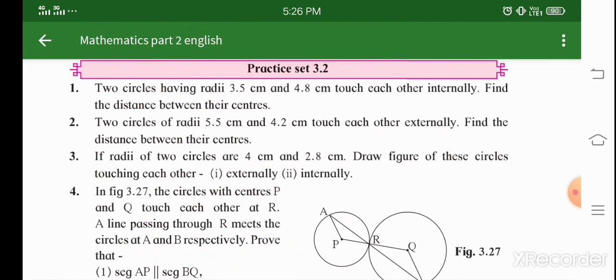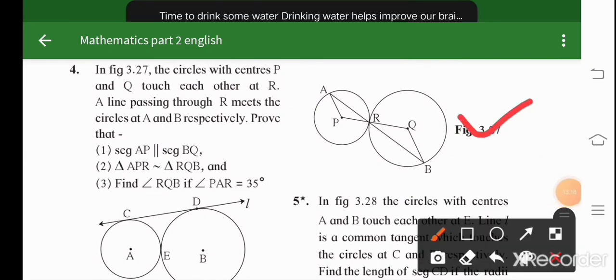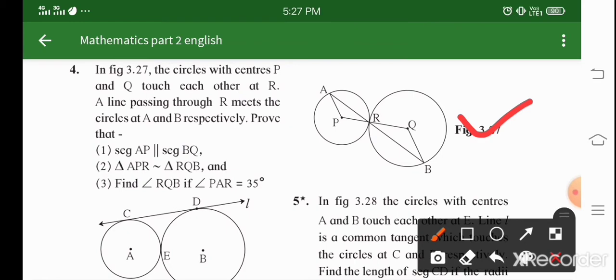See, in question number 4 what they have given in the adjoining figure. This is the figure. They have given two circles which are externally touching, right? For this circle they have center P, and for this circle they have center Q, and they are touching each other at a point R. Can you see this R? The point of contact is R. Similarly, a line is passing through this R, that means this AB, which meets at points A and B.